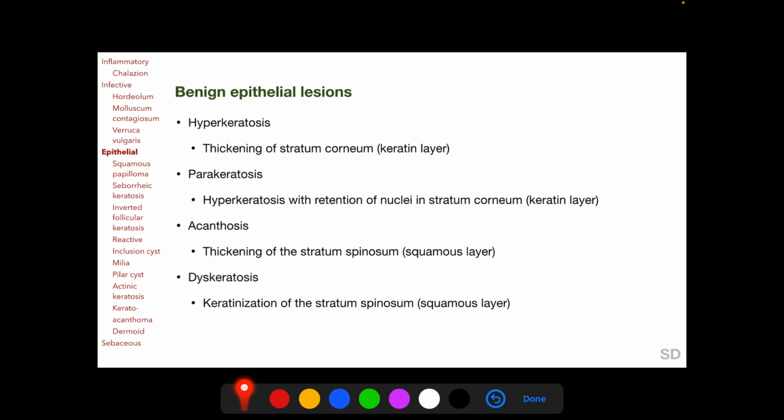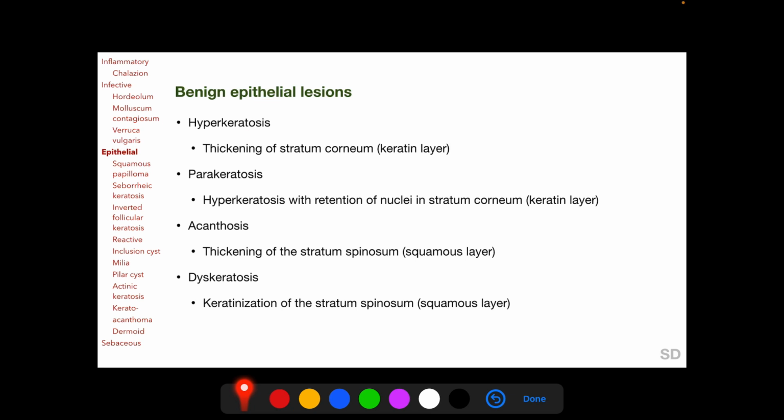After discussing the inflammatory and the infective lesions of the eyelid, we now come to the other benign eyelid lesions, and we start with the epithelial lesions of the eyelid skin. And to understand the epithelial lesions, we need to know a few pathology terms related to the skin.